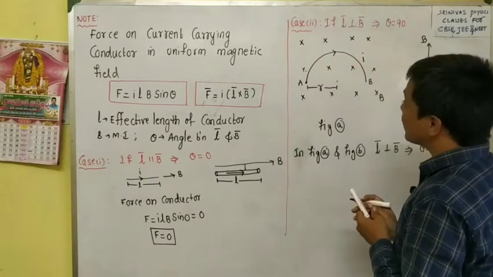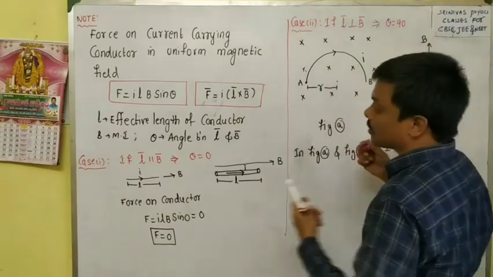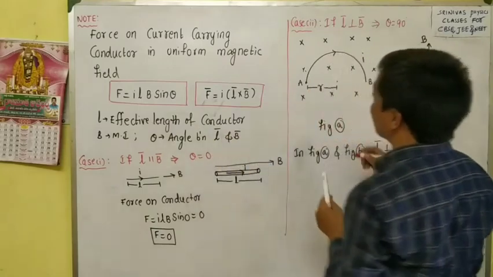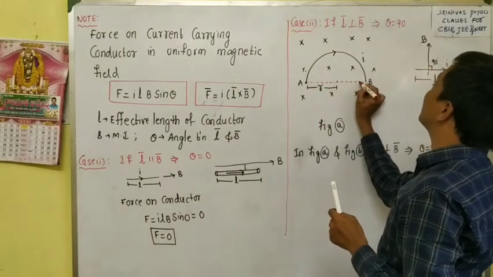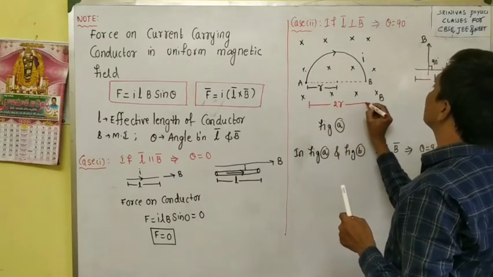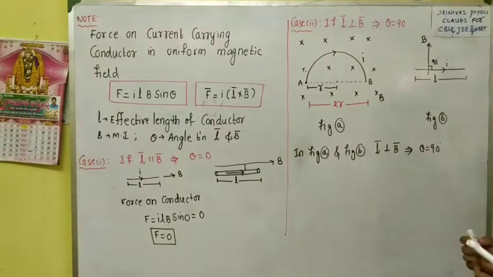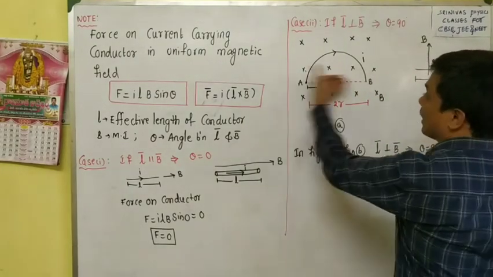But we don't take that original length. We have to take the effective length of the conductor. That means it is the shortest distance between the initial point and the final point. You join the initial and final points like this, and we will get the shortest distance as 2r, is it right? And this will become the length of the conductor. The length of the conductor is on the right side. Look at here, length is on the right side.